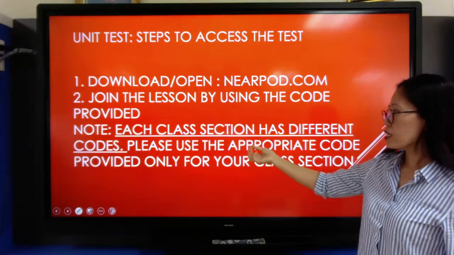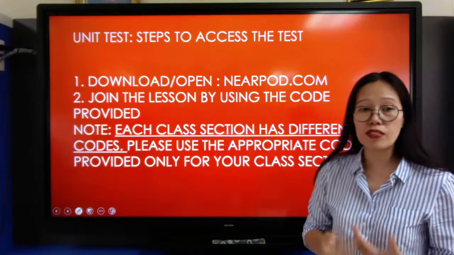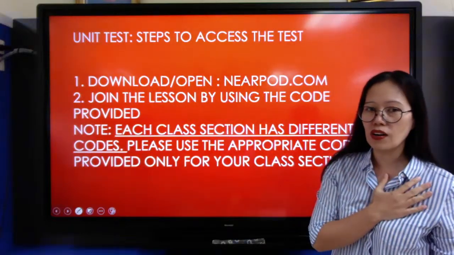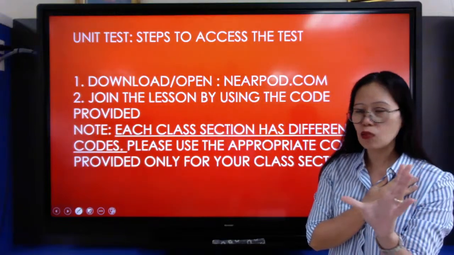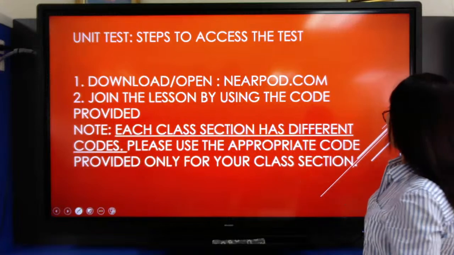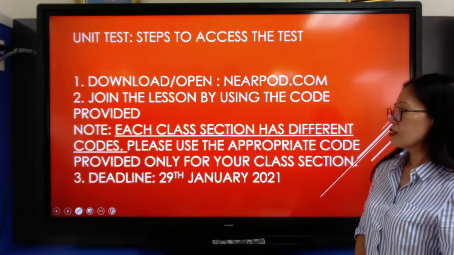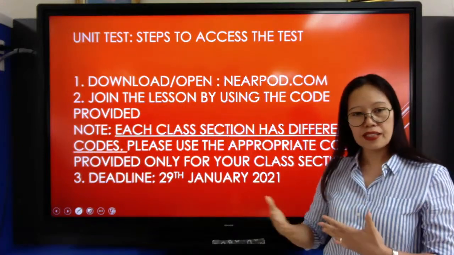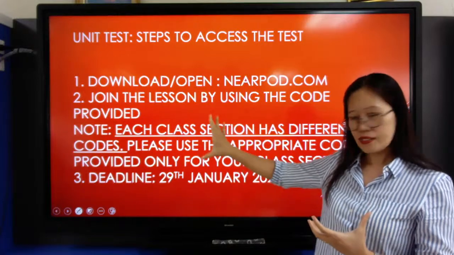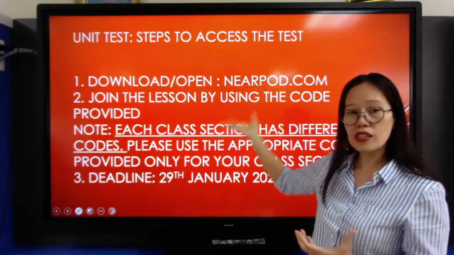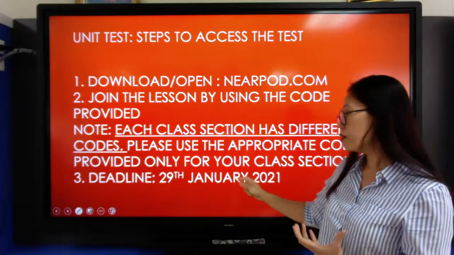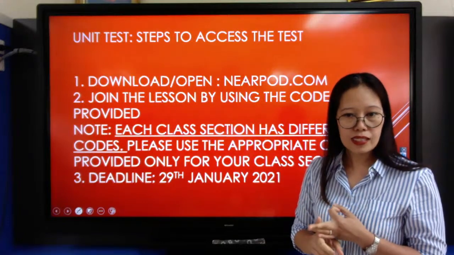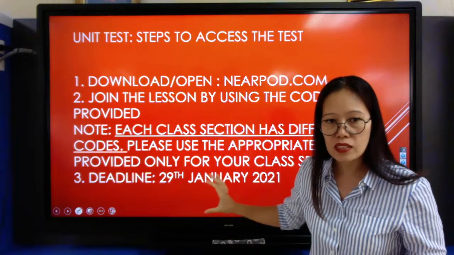Okay, we have here a note. Each class or section has different codes. So you cannot use the code, for example, if you are 5/1, you cannot use the code of 5/2. So you have to stick with your codes. Next, I have your deadline, 29 January 2021. You can answer it until 29. The unit test that I put there will expire on 29 January. So you have 3 days from today to answer it.